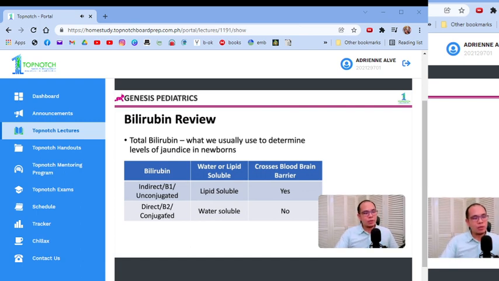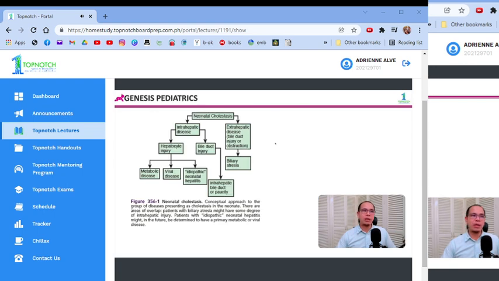On the other hand, your direct, conjugated, or B2, is water soluble. It does not cross the blood-brain barrier. But what is important to remember is that if it is elevated, and by definition, if it's more than 2 milligrams per deciliter according to Nelson, then that is always pathologic. You have to rule out cholestatic causes of jaundice. So going back to neonatal cholestasis, the broad classification would be intrahepatic and extrahepatic disease. Intrahepatic is inside the liver, extrahepatic is outside, the problem is in the biliary tree. And when it comes to these two broad classifications, you have to know at least theoretically the difference between neonatal hepatitis and biliary atresia, because those are the representative diseases of neonatal cholestasis.